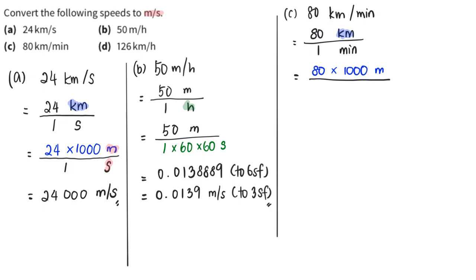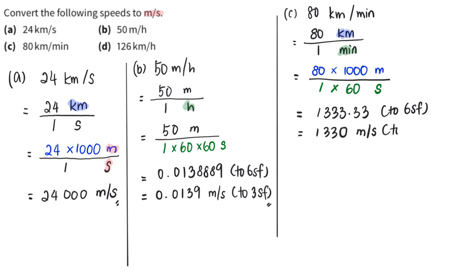And in 1 minute, we have 60 seconds. And so the final answer for part C will be 1333.33333, which I will write to 6 SF first, followed by 1330 meter per second to 3 SF.